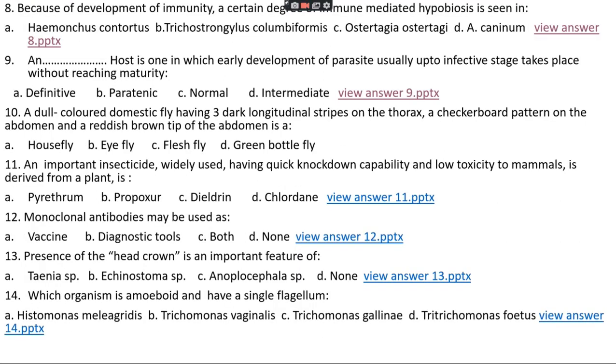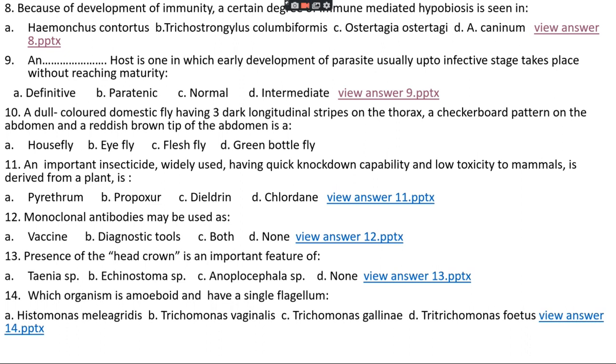Question number 10. A dull colored domestic fly having three dark longitudinal stripes on the thorax and a checkerboard pattern on the abdomen and a reddish brown tip of the abdomen is: option A, housefly, option B, eye fly, option C, flesh fly, or option D, green bottle fly. This is a characteristic of the flesh fly. So the right answer is option C, which is flesh fly.